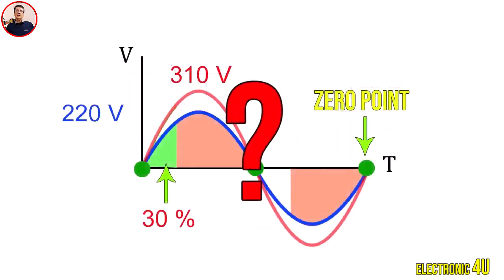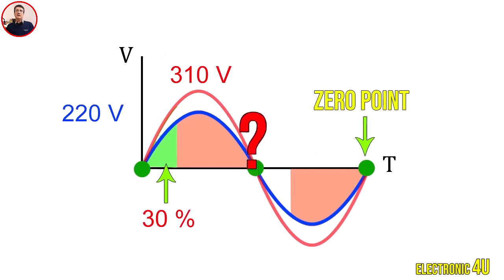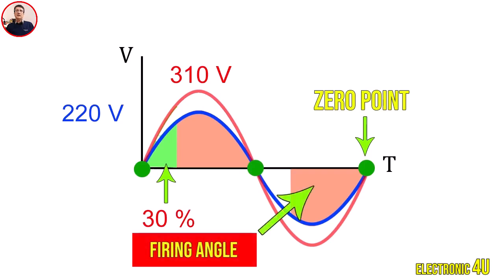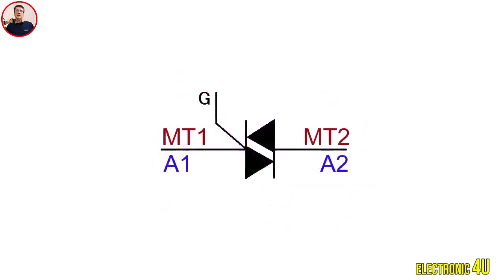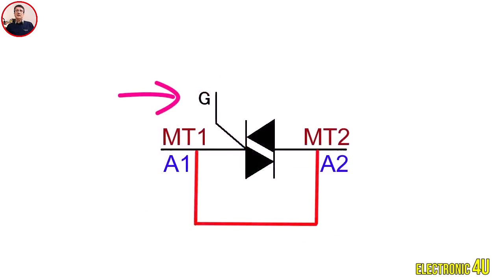Okay, how exactly does the triac adjust the voltage? The triac doesn't directly reduce the voltage amplitude. Instead, it affects the effective output voltage by controlling how long it stays on during each AC half cycle. This process is known as phase angle control or firing angle control. To turn the triac on, we need a gate trigger pulse at its gate terminal. When this pulse is applied, the triac turns on, and current flows between its two main terminals, which are usually called MT1 and MT2, or sometimes A1 and A2.